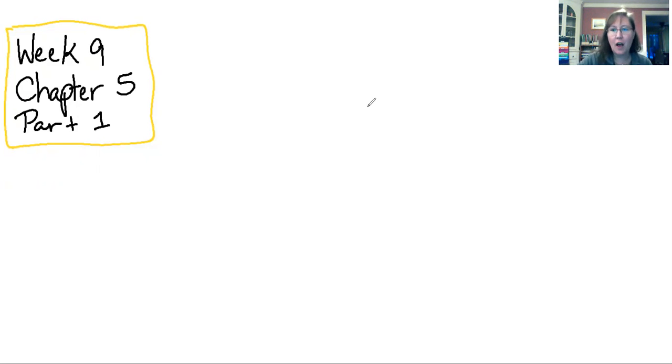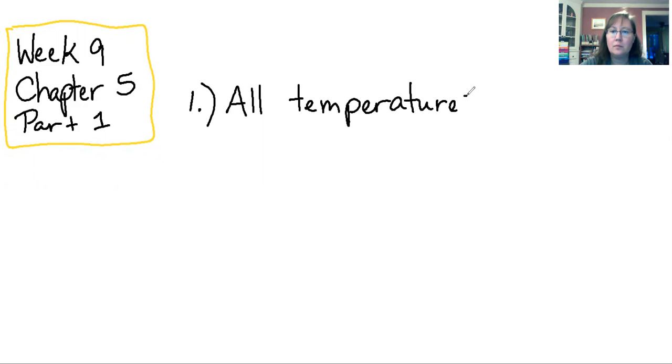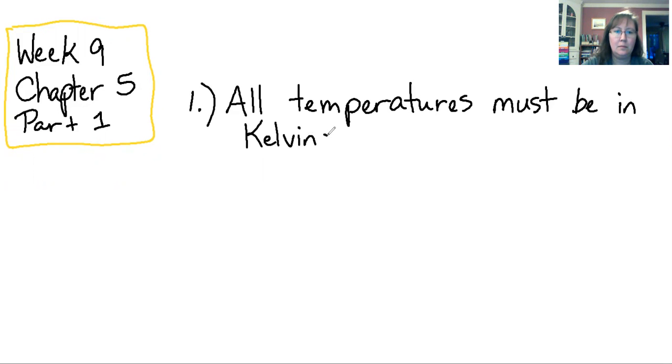All right. So first of all, let's take a little bit of a look at some of the primary things that we're going to need in chapter 5. One of the very important things that we're going to need to remember all the way through is that all temperatures must be in kelvins. Now, sometimes it'll ask you for an answer in Celsius, and if that's the case, then you have to convert to kelvins and then convert back to Celsius.